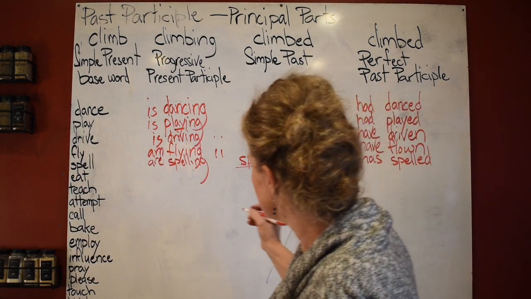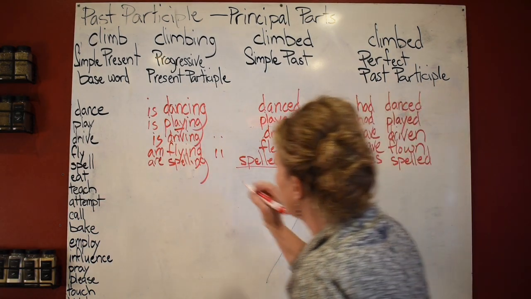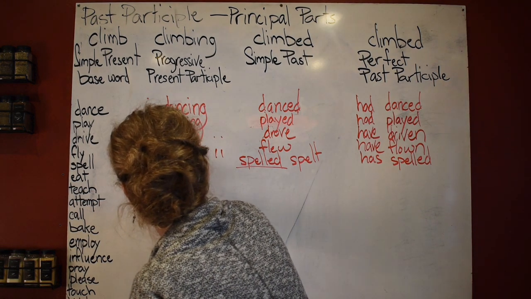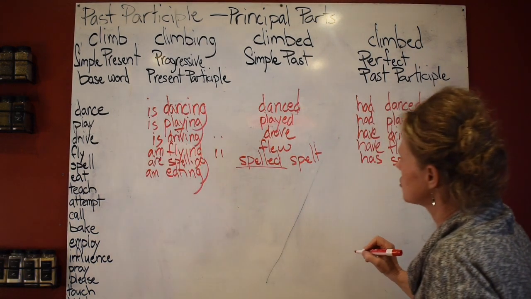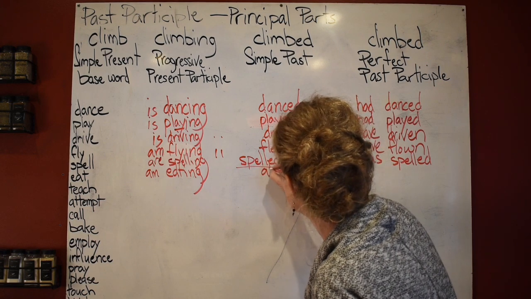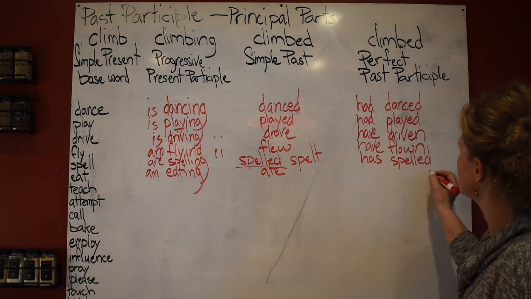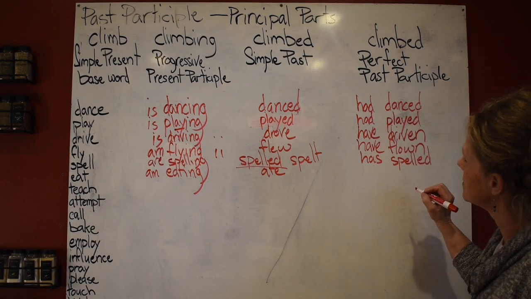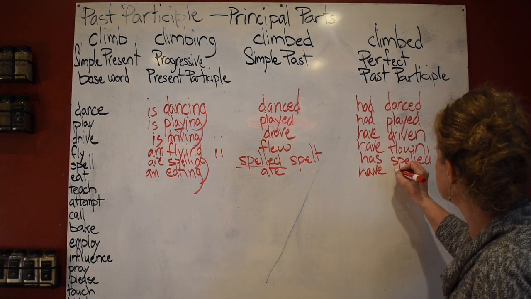Okay? Eat, what's eat? Am eating. Okay, am eating. Adding it on, just add it straight on. Good. Ate. This is an irregular verb. What's the next one? Have eaten. Has, yeah. Okay, have eaten. Yeah.